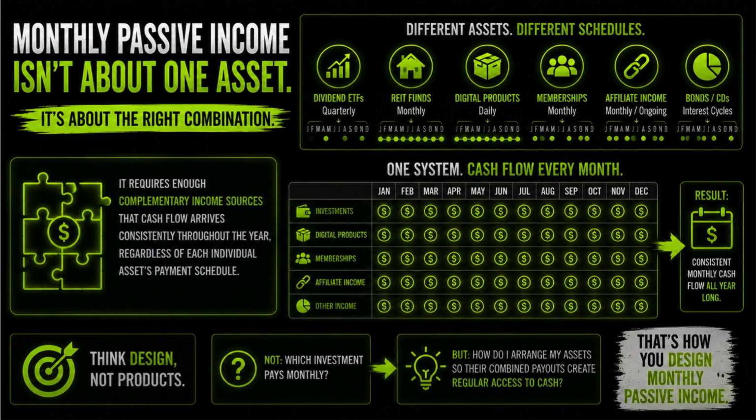Monthly passive income does not require every asset you own to pay monthly. It requires something different: enough complementary income sources that cash flow arrives consistently throughout the year, regardless of each individual asset's payment schedule. Think of it as a design problem rather than a product selection problem. The question is not which investment pays monthly. The question is, how do I arrange my assets so that their combined payouts create regular access to cash?